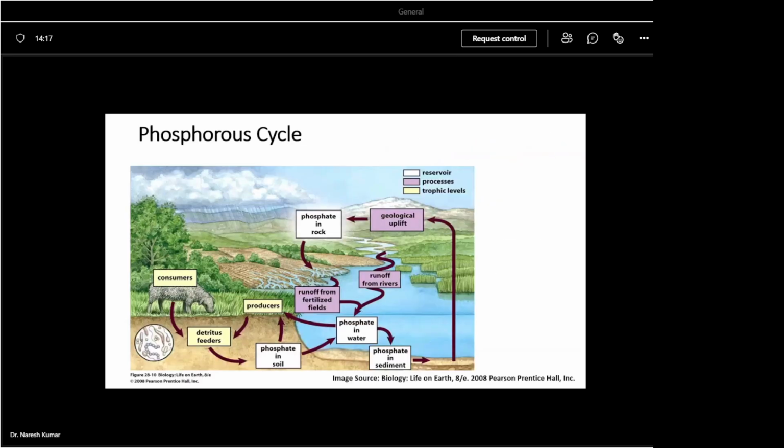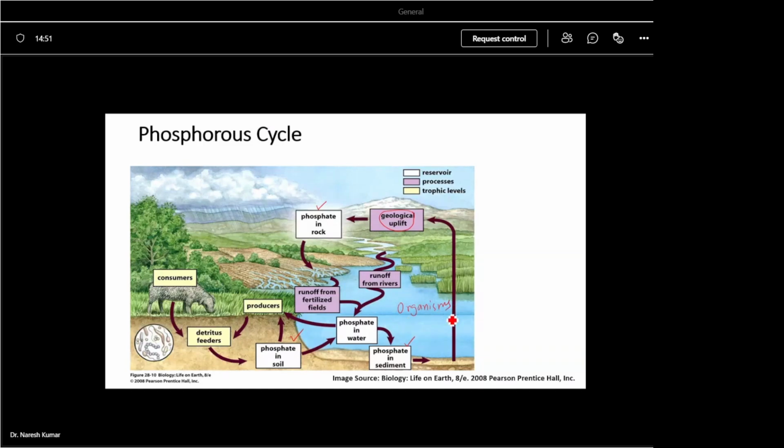This is an example of the phosphorus cycle. So again, what are the reservoirs? Phosphate in the rock, phosphate in soil, phosphate in sediment. Through the sediment, there is a process known as geological uplift. That means whatever is at the base will slowly rise and then release these nutrients. Once it is in the water, it is available for organisms to take up.